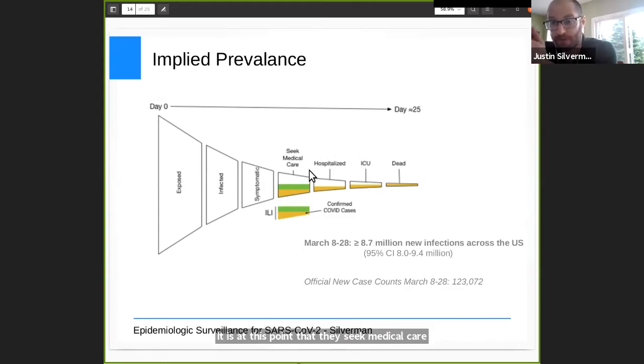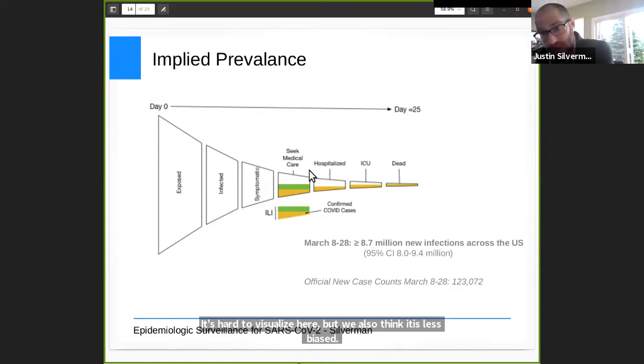For example, confirmed cases end up showing up as a subset of those who seek medical care. ILI, we think, represents a larger proportion. It's hard to visualize here, but we also think it's a less biased measure, right? It's not just the people who are going to the ICU.